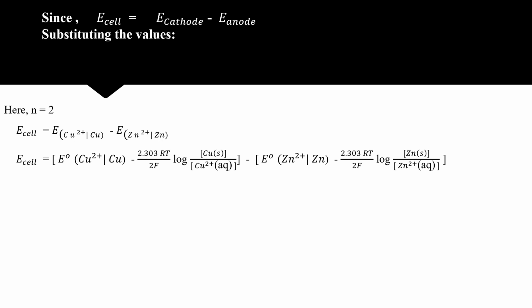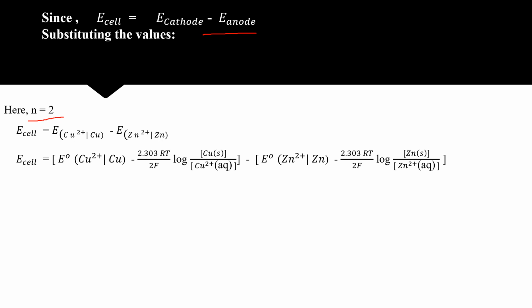Since E of cell is equal to E of cathode minus E of anode, on substituting the values for zinc and copper, for a Daniell cell the value of n, the number of electrons transferred, is 2. So E cell will be equal to E of copper minus E of zinc.